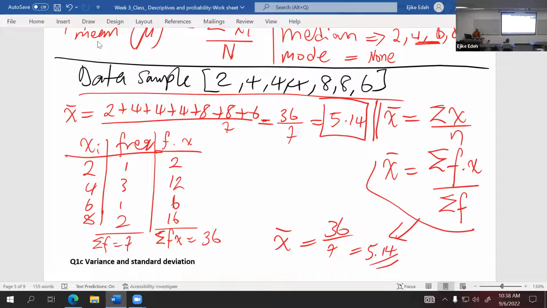So what we're saying in essence is that if you have a frequency distribution, you approach the mean with this formula. If you just have a simple mean, you could do it with the first one. Any concern on this one?